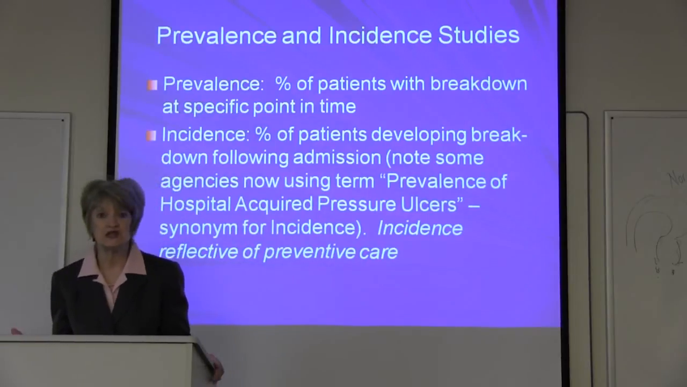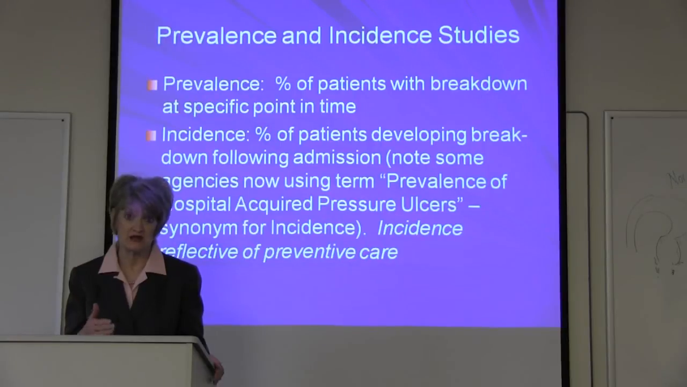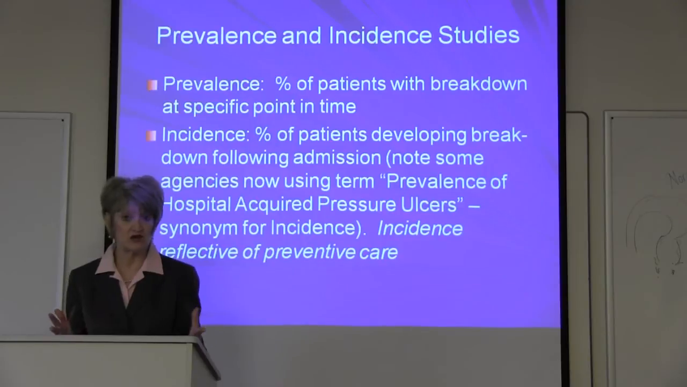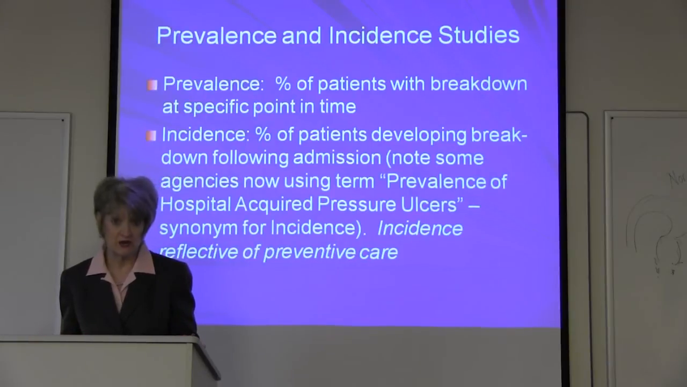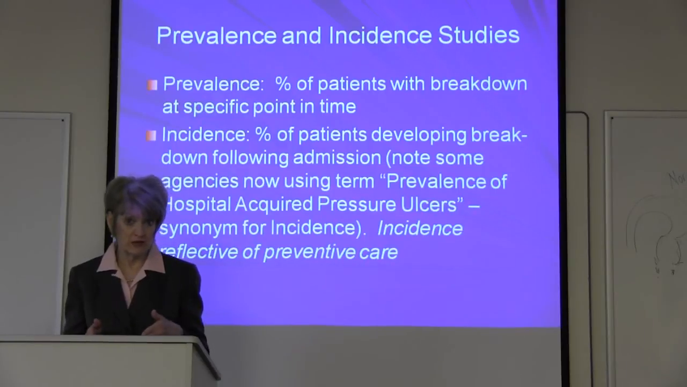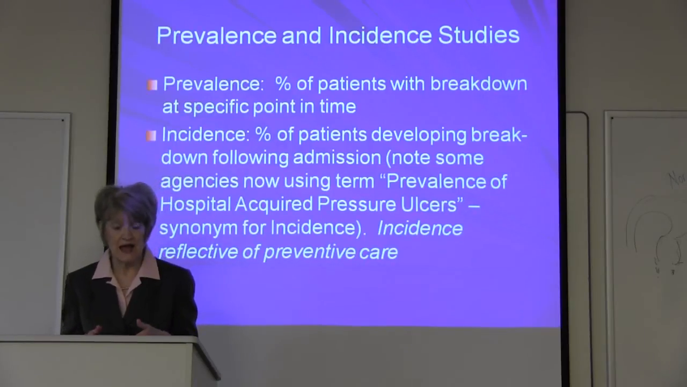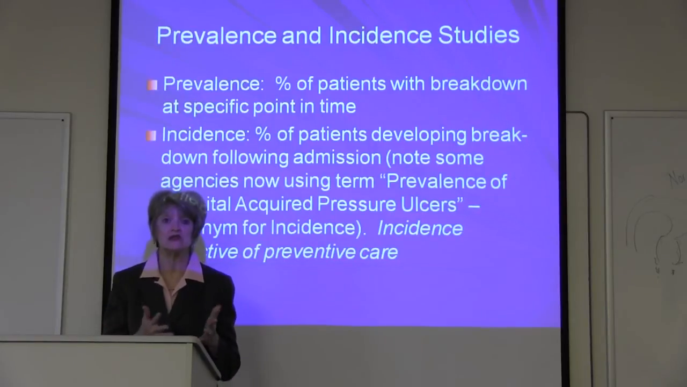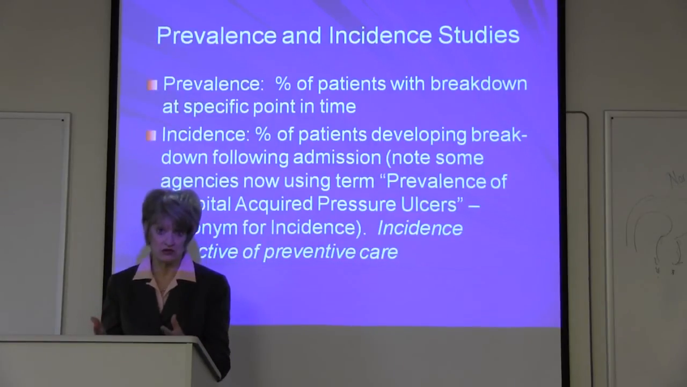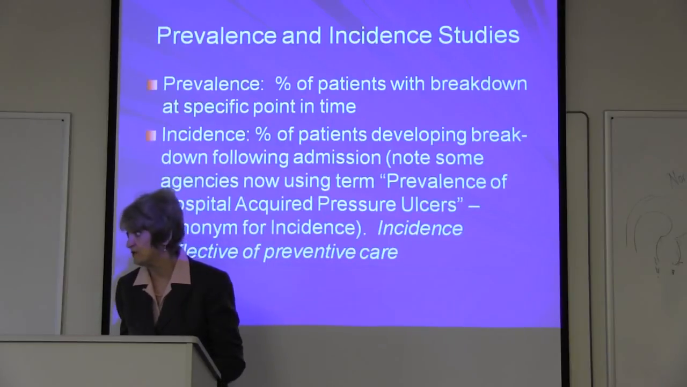Prevalence means the percentage of patients who have a condition at a certain point in time. So if you make walking rounds, you involve 100 patients in your agency, and 10 of those patients have breakdown, that tells you that at that point in time, you've got 10% prevalence. Prevalence alone does not tell you anything about your preventive care. Incidence tells you about preventive care, because incidence captures the percentage of patients who develop a problem during a certain period of time, like after admission.